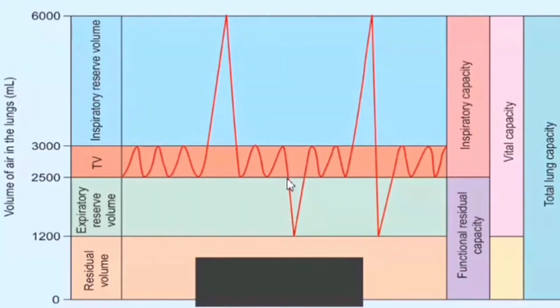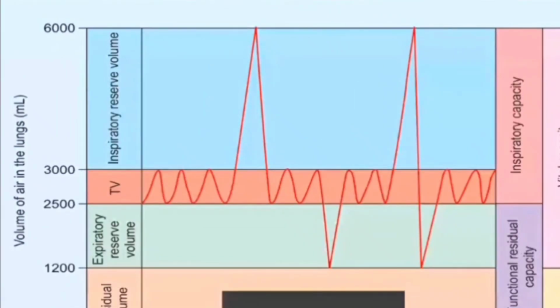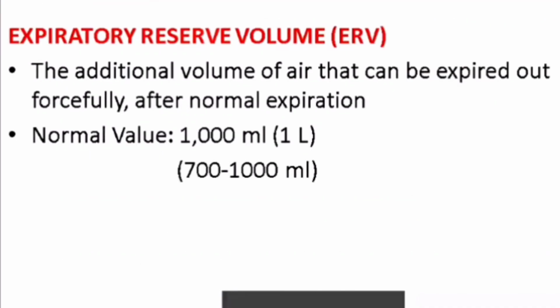After that resting expiratory level, the amount of air expired is known as the expiratory reserve volume. So you can see the graph here. After the tidal volume, in the sense, after the resting expiratory level, the extra amount of air expired is known as the expiratory reserve volume. The additional volume of air that can be expired out forcefully after a normal expiration is known as the expiratory reserve volume. It comes around 1000 ml.